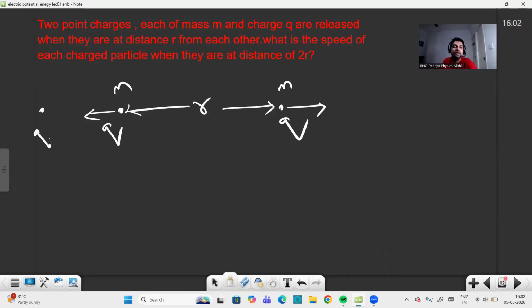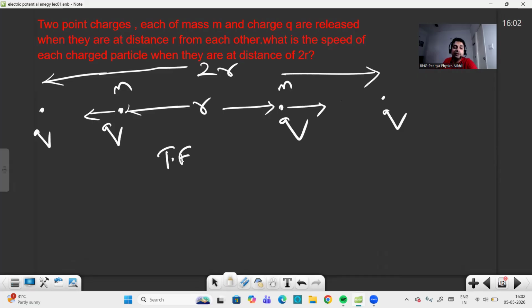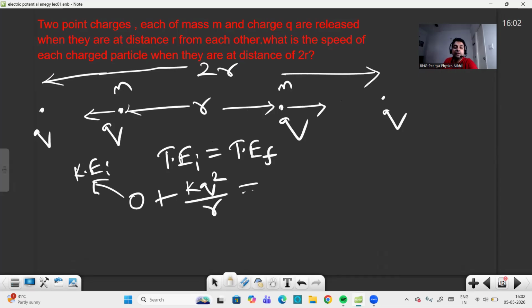So let them reach a position so that the distance between them becomes 2r. In this type of case, we always use the conservation of energy. So total energy initial equals total energy final. So what is the initial energy? Because it is released, the initial kinetic energy is 0. What is the potential energy? Because they have interaction, the potential energy is k q1 q2 by r, so q into q is k q square by r.